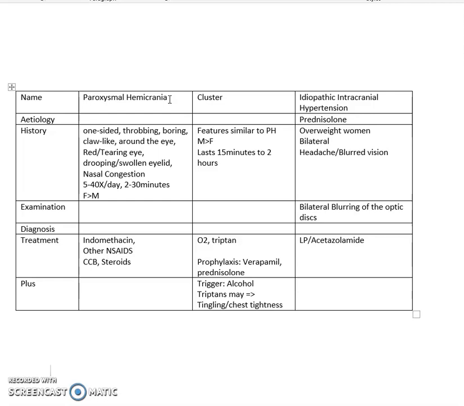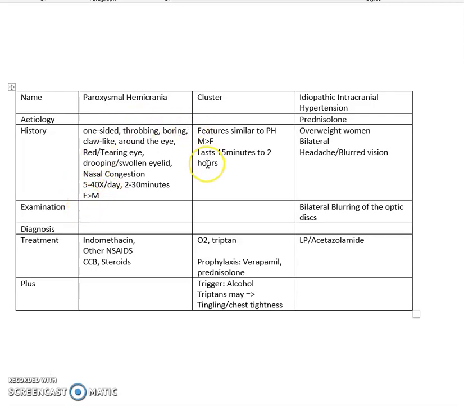Paroxysmal hemicrania usually presents with one-sided, throbbing, boring, claw-like pain around the eye, with redness or tearing of the eye, drooping or swollen eyelid, and nasal congestion. Frequency of the symptoms is about 5 to 40 times per day, and duration of the symptoms is about 2 to 30 minutes, and it's more common in females.